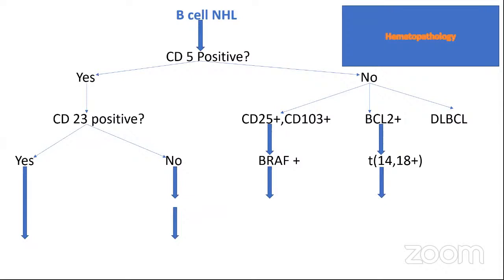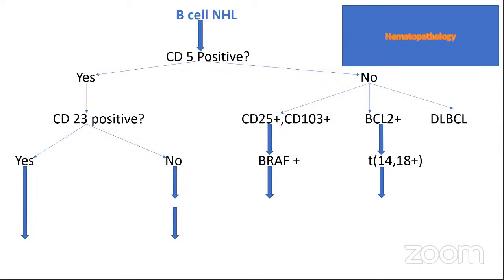And if CD5 is not positive, then you are going to think on other lines. You would think of DLBCL. The hint to DLBCL would be the morphology itself, a high-grade tumor which can have significant pleomorphism and atypia. If you are seeing cells which have indentations of the nuclei and nuclear grooving, and you have translocation 14;18 that's positive, you may want to think on the lines of follicular lymphoma.